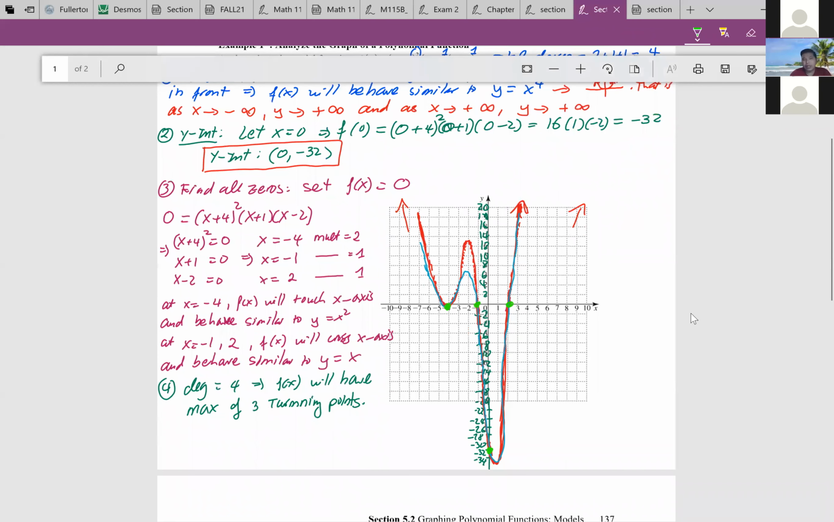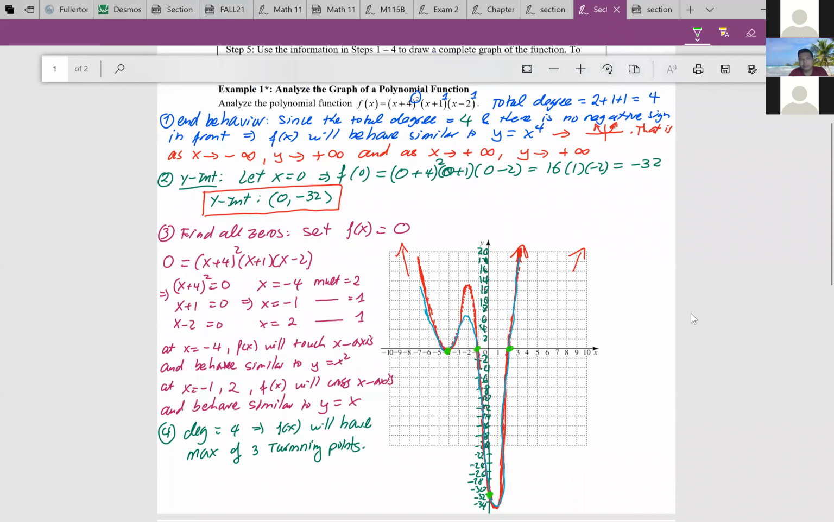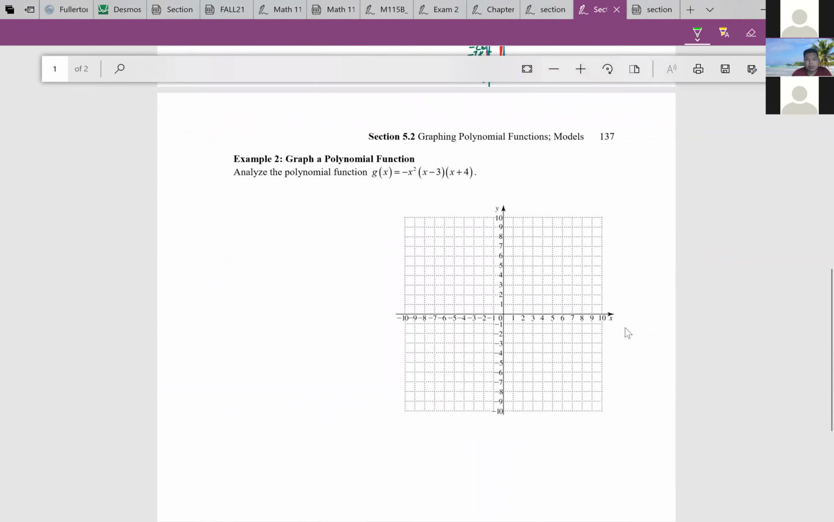So if you have questions, or are not clear at any step, it is time for you to ask now, before the exam. Okay, then now is your chance. Go ahead and practice with the next example. So make sure you follow the same steps 1, 2, 3, 4: end behavior, y-intercept, then zeros, multiplicity, and then combine all of that and make a sketch. Okay.